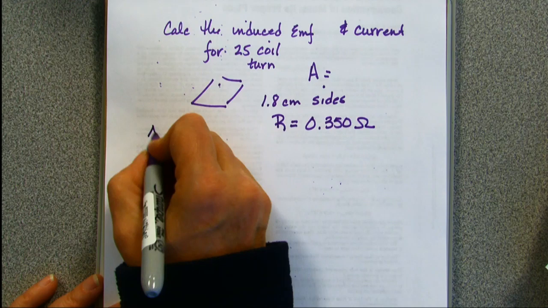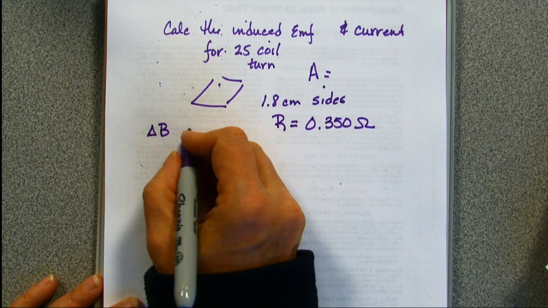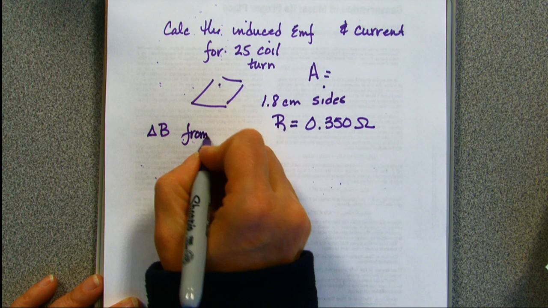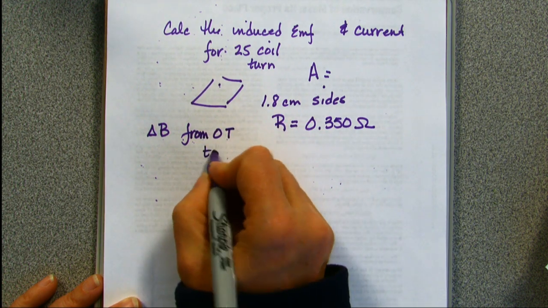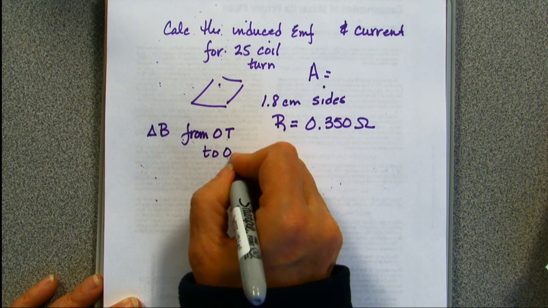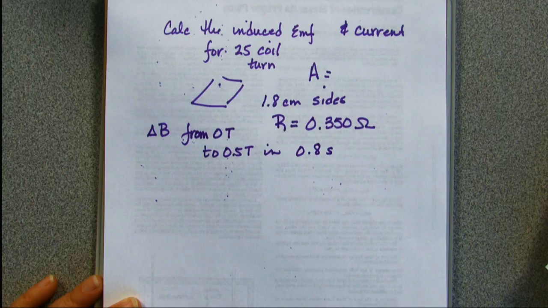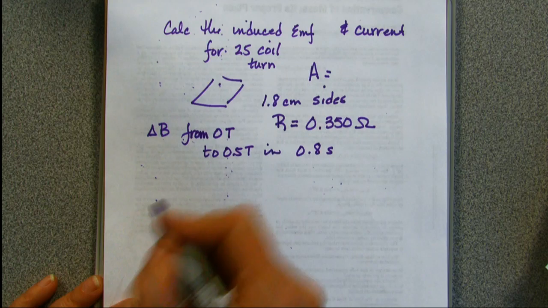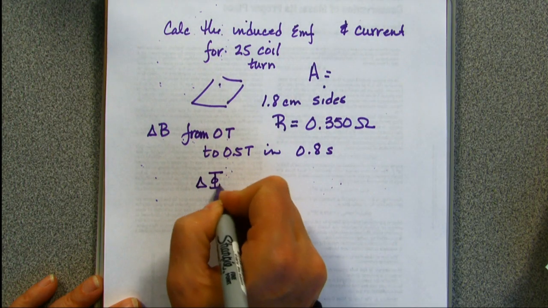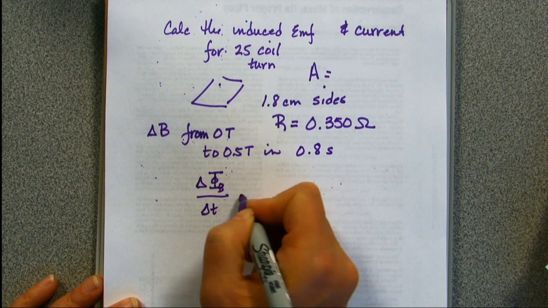And we're going to change the magnetic field from 0 Tesla to 0.5 Tesla in 0.8 seconds. So we're going to have a changing magnetic field. We're given a coil of 25 turns. It has 1.8 centimeter sides, and we have that resistance.